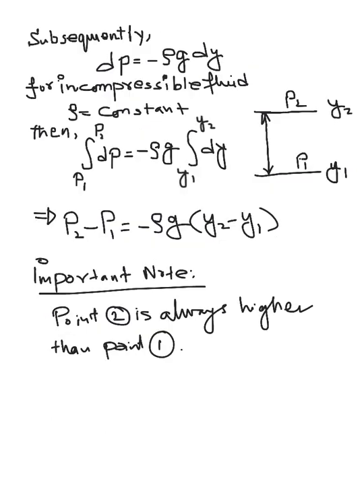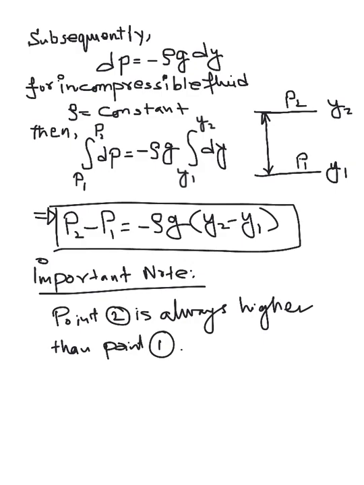Subsequently, the equation can be written in this total differential form, because the dependence is only in one direction, and for incompressible fluids the density is constant. Performing integration between two reference points P1 and P2, with corresponding heights y1 and y2, will provide you this equation, which is the hydrostatic equation for determining the pressure. An important note here is that P2 is always higher than P1.